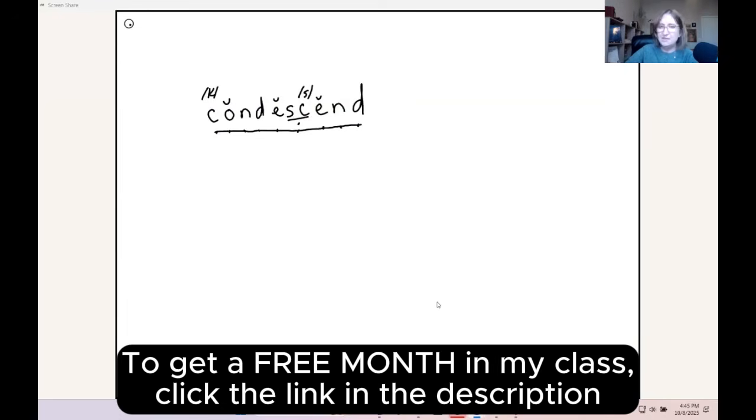Make sure that these two E's sound like elephant, exit, elbow. And then your jaw is dropped on the "ah." So our sounds are k, ah, n, d, s, n, d. Blending those sounds.